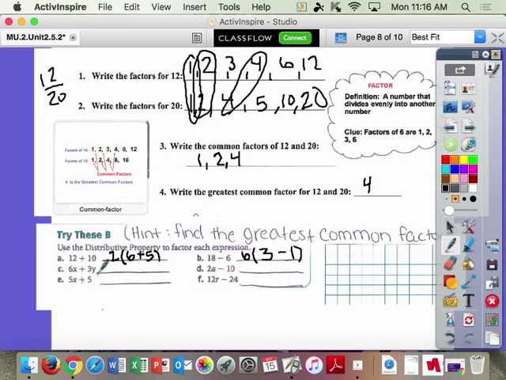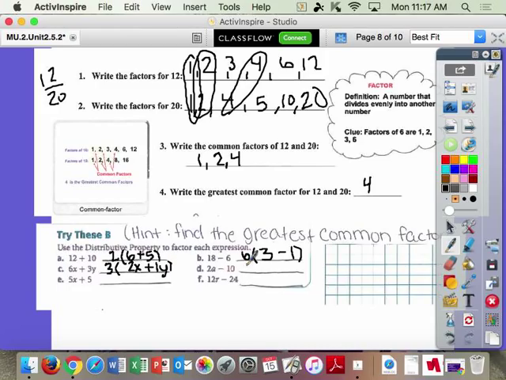Here, again, it's got letters, but that's okay. They both don't have the same letter, so we're looking for the biggest number. So the biggest number that can go into both 3 and 6 would be 3. So what's 6x divided by 3? 2x. What's 3y divided by 3? 1y, or just y. Okay?